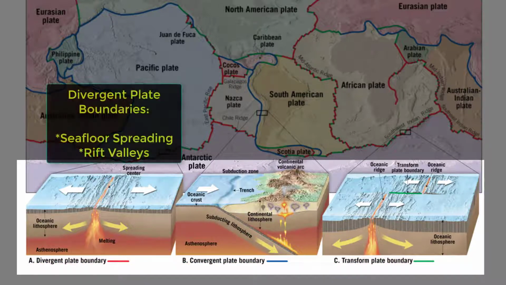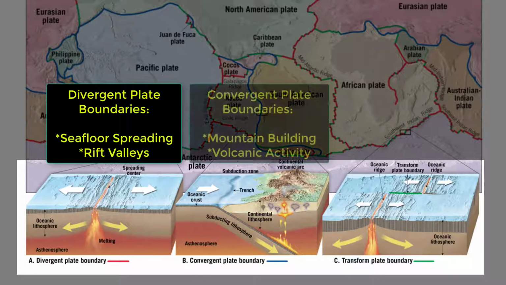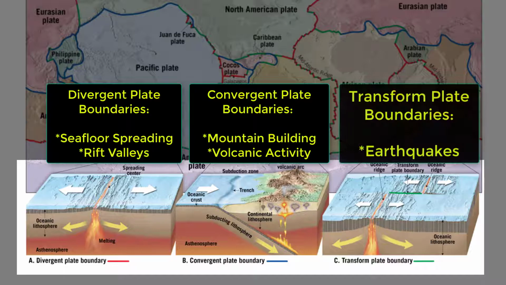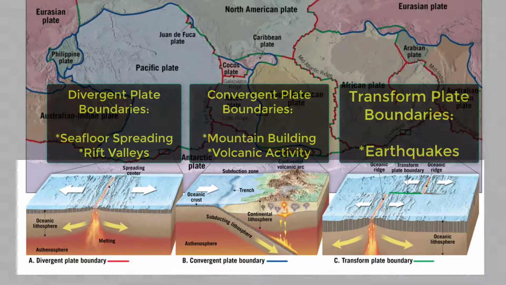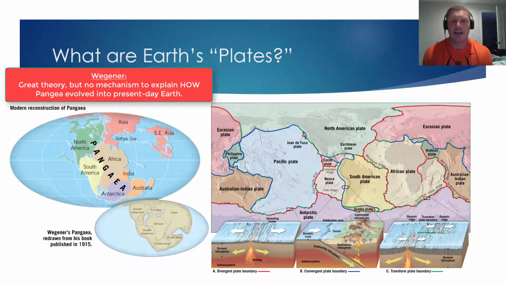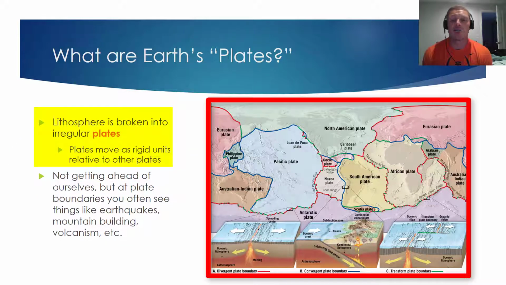Your divergent boundaries are associated with seafloor spreading and continental rifting. The convergent boundaries are associated with mountain building and volcanic activity. And earthquakes are often associated with transform boundaries. But let's go back and focus on the big picture here to conclude this podcast. Alfred Wegener was the champion for the continental drift theory. And although there was good evidence to support his theory, he couldn't provide a mechanism to explain how continents moved. The theory of plate tectonics does just that.